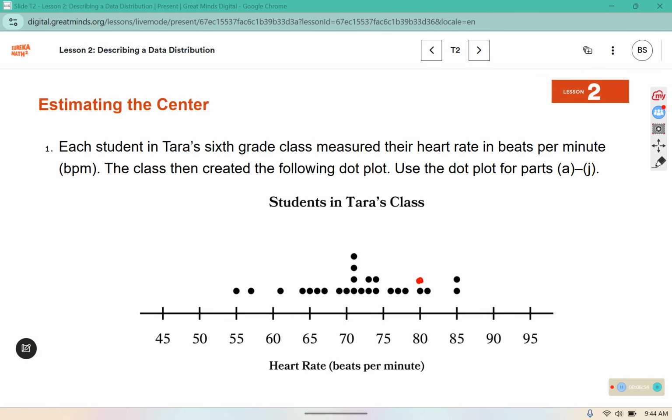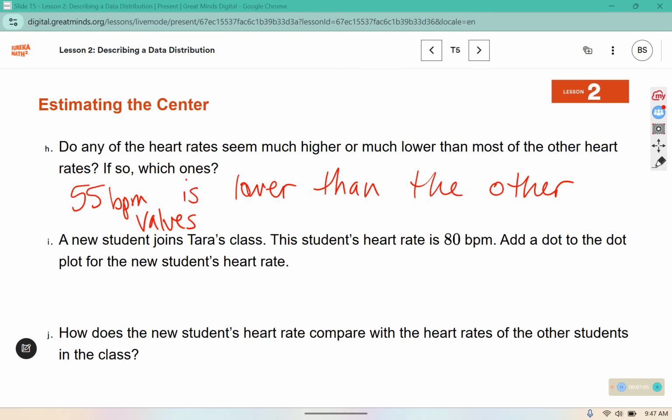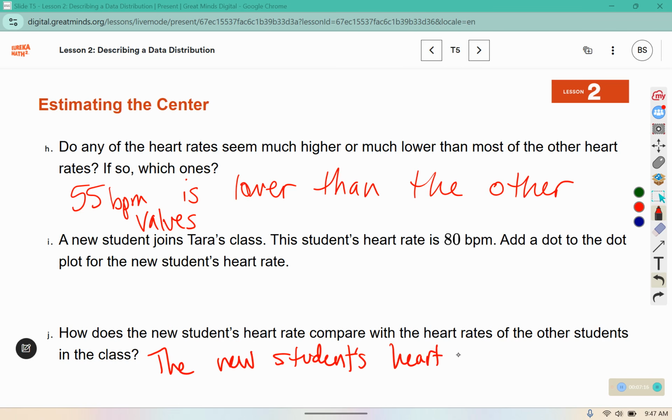Then J asks, how does the new student's heart rate compare with the heart rates of the other students in the class? This new student's heart rate is greater than the majority of the students in the class. So we'll say the new student heart rate is higher than most of their classmates.